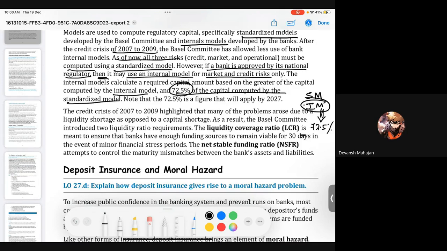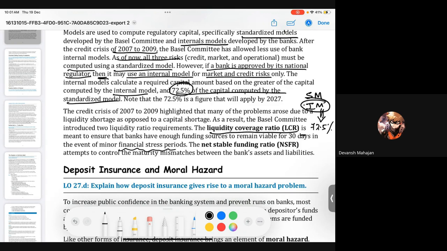इसके लिए the ratio which the Basel Committee has introduced is the liquidity coverage ratio, the LCR. What is the LCR? The LCR says that any bank has to maintain enough cash in hand or enough funding sources so that in the next 30 days the bank does not face any trouble in meeting their expenses, no matter how bad a situation is, even if a big crisis comes.